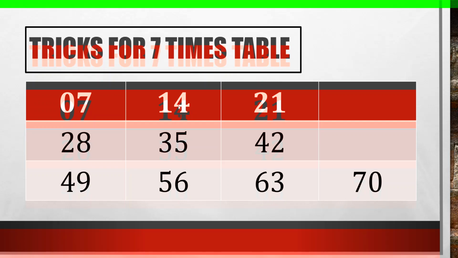Here the tricks for the 7 digit. You can write down your first digit: 0, 1, 2. Then 2, 3, 4. 4, 5, 6. And 7, 0. This is the numbering. You can write down here 1, 2, 3, 4, 5, 6, 7, 8, 9. That's how you can read the table of 7 digits.